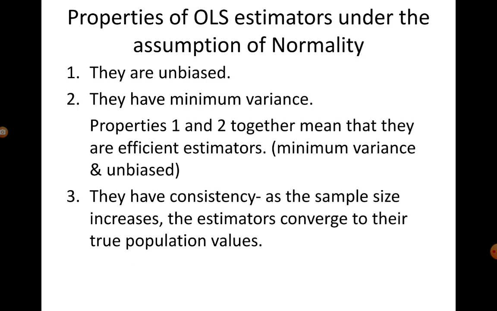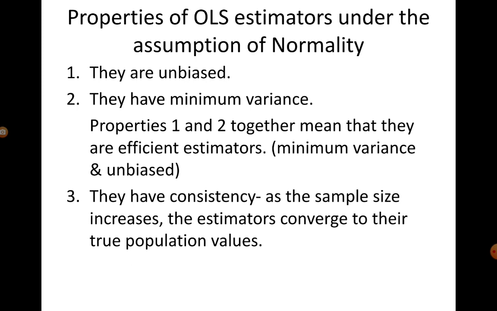Now, once you have made the assumption of a normally distributed error term with mean 0 and variance sigma square, what are the properties that the OLS estimators now have? Like earlier, they are still unbiased. Okay, even under CLRM assumptions, they were already unbiased. The OLS estimators after the assumption of normality are also unbiased.